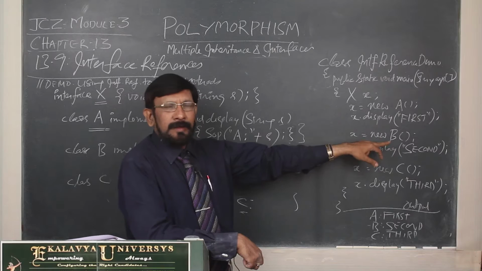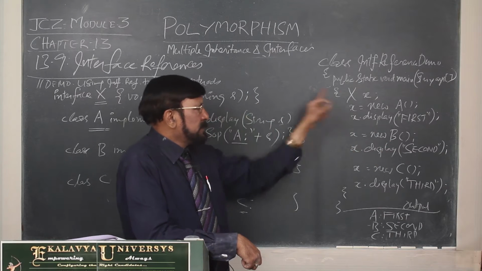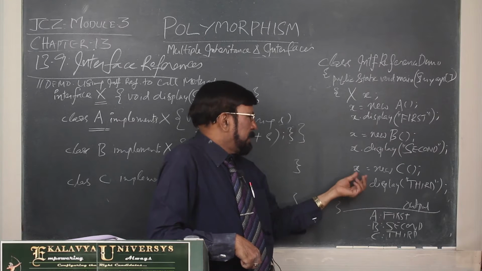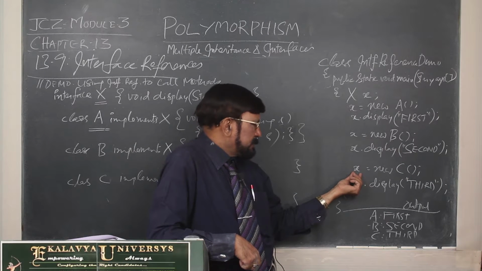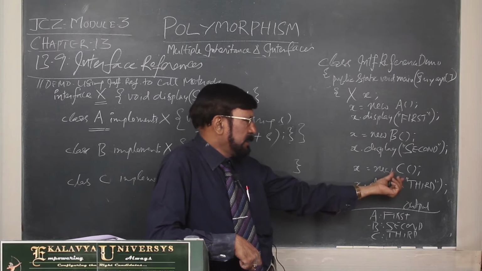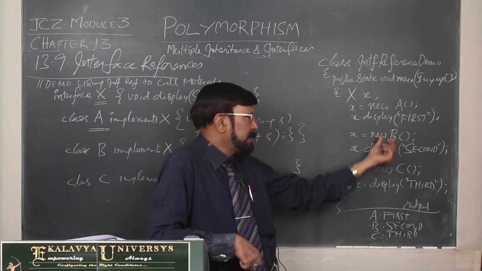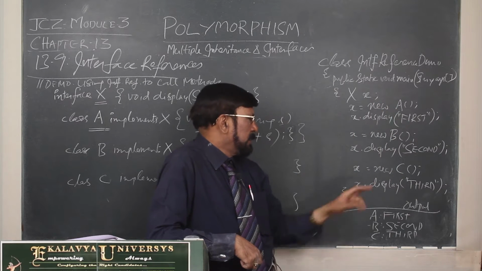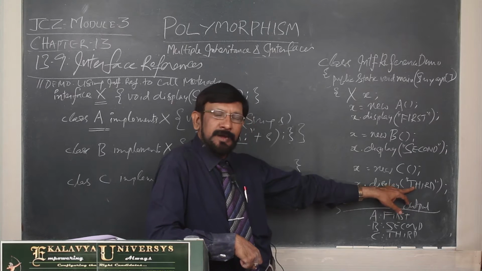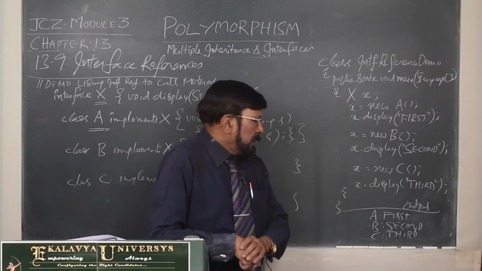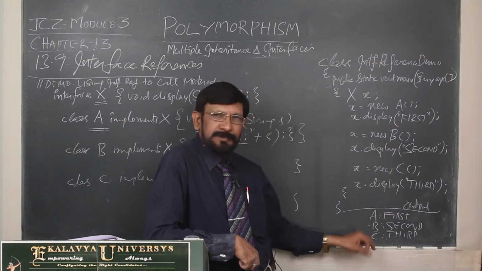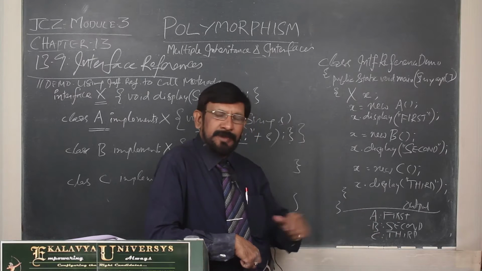Next, for B also I am using the same X reference, and in that I have given the second string. And next for C, the same interface reference I have created, and the C object I have created, here B object, here A object. So, via the same reference I am calling display, and there I have given the third argument string. Ultimately, see the output: A first, B second, C third.